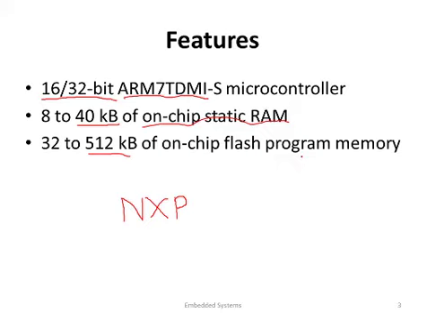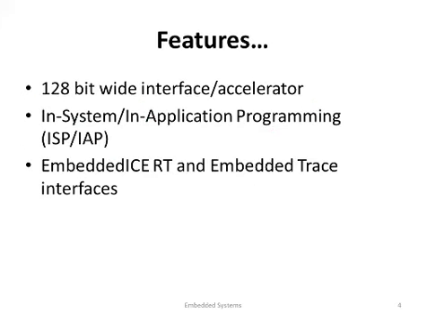So LPC2148 has flash memory available inside it to store the program. There are different versions of the 21XX series. That series varies from 2141, 42, 44 and 48, depending upon which version you are using. Your flash program memory varies from 32 to 512 KB. Then the next one, it has a 128-bit wide interface accelerator.